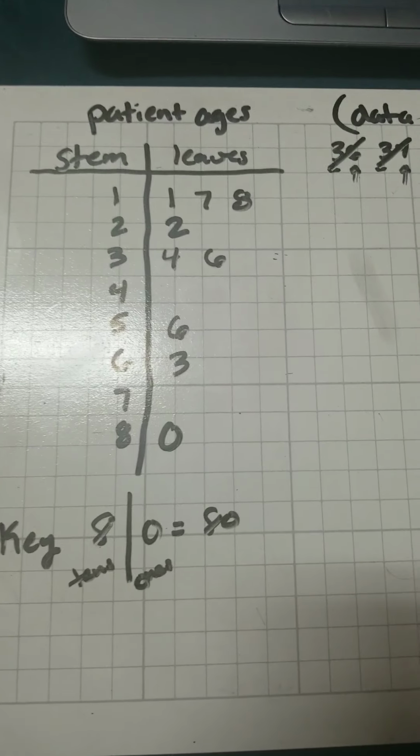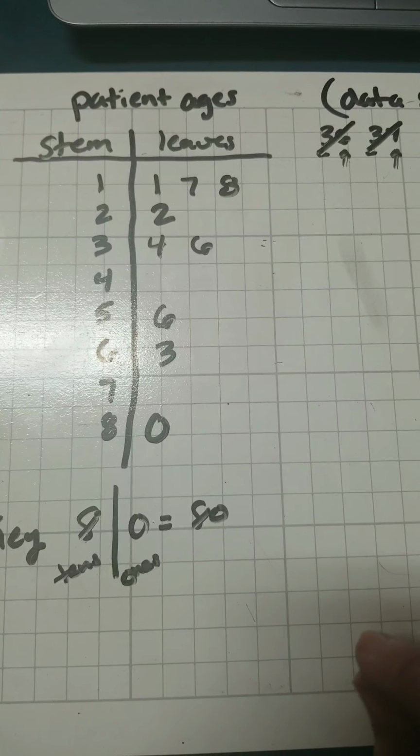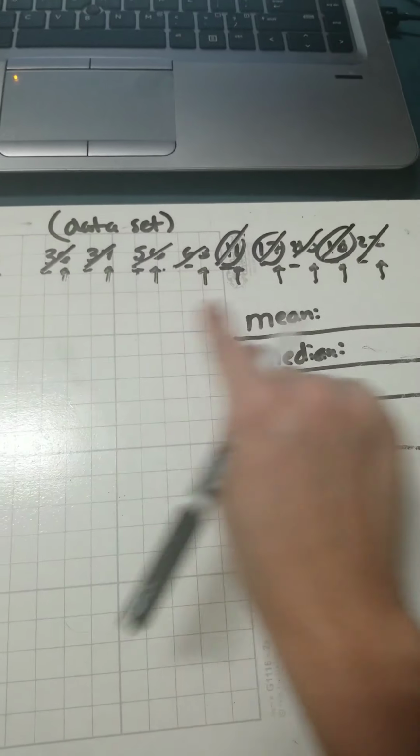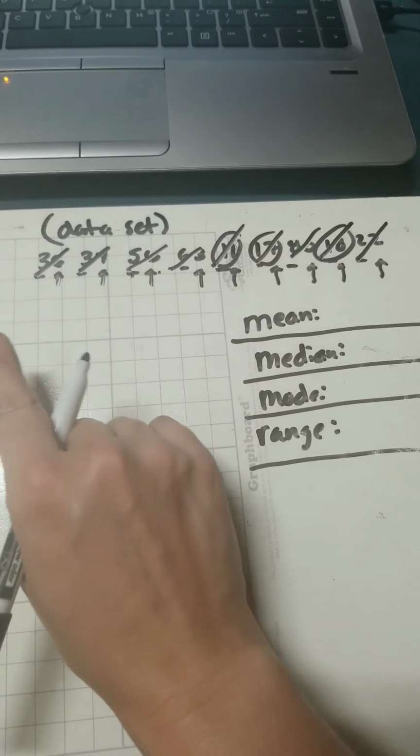So now I'm going to do my mean, my median, my mode, and my range. So remember that your mean is your average of the set of data, so you're going to add them all up and divide by the amount of numbers that you added together.